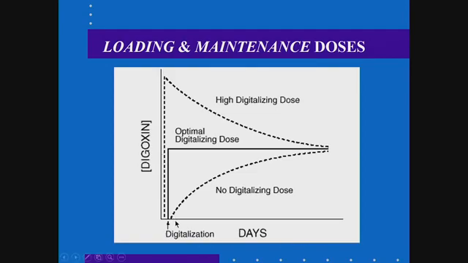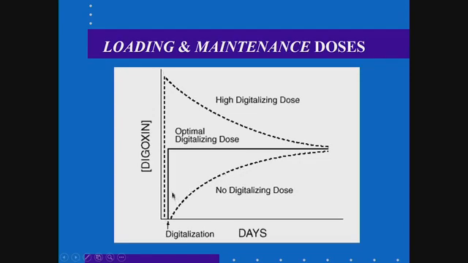The first one is that no digitalizing dose, no loading dose was administered, and the drug is accumulating exponentially until it reaches a plateau. The solid line here would be a situation where a loading dose was administered to establish a therapeutic level quickly, and then the optimal maintenance dose was administered over a period of time. Actually, the maintenance dose here is the same as the maintenance dose here.